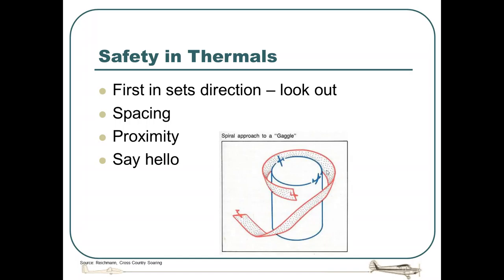So here we have the spiral approach to getting into a thermal. Here's a glider. It's already set its course in the cell. It's doing left-hand turns. Here you come in, flying in at high speed, and you pull up into the thermal and follow it around and start spacing yourself opposite the other glider. And that's how you get into a thermal.